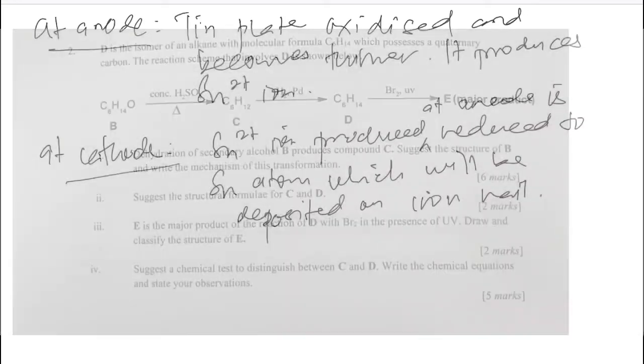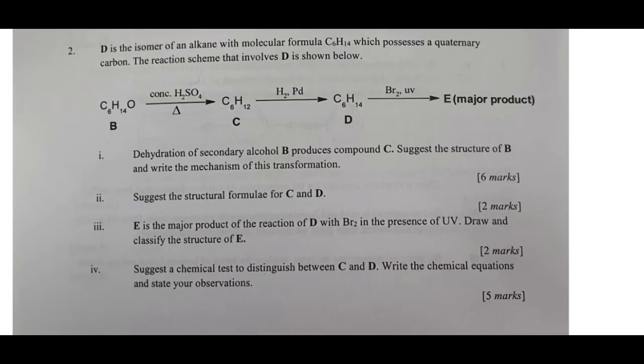Hi, good morning. Today we will continue with question 2. D is an isomer of an alkene with molecular formula C6H14, which possesses a quaternary carbon. The reaction scheme that involves D is shown below. B, C6H14O, reacts with concentrated sulfuric acid and heat, we get C6H12, and then reacts with hydrogen in the presence of palladium, Pd, we get C6H14, and then we do bromination, bromine in the presence of sunlight, we get E as the major product.